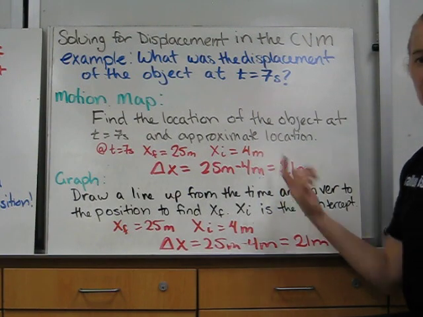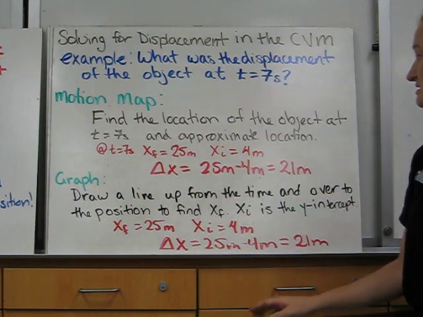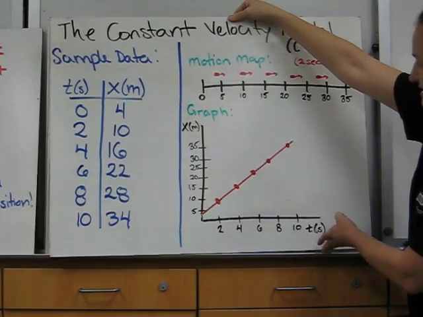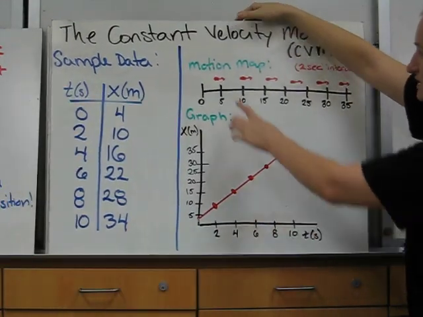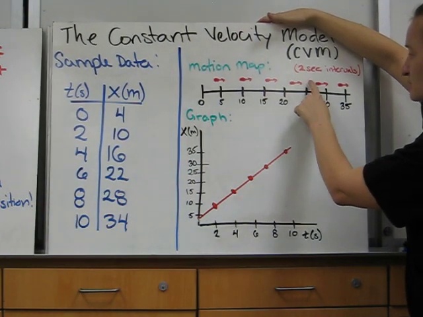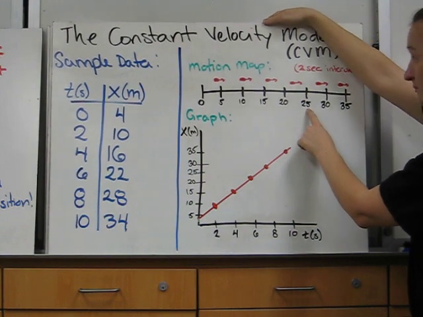Well, we can start by using the motion map. Find the location of the object at t equals 7 seconds and approximate the location. So we would start and we would look at t equals 7 seconds. So if this is 0, 2, 4, 6, and this is 8, then it must be right in between the two, which would be 25 meters.